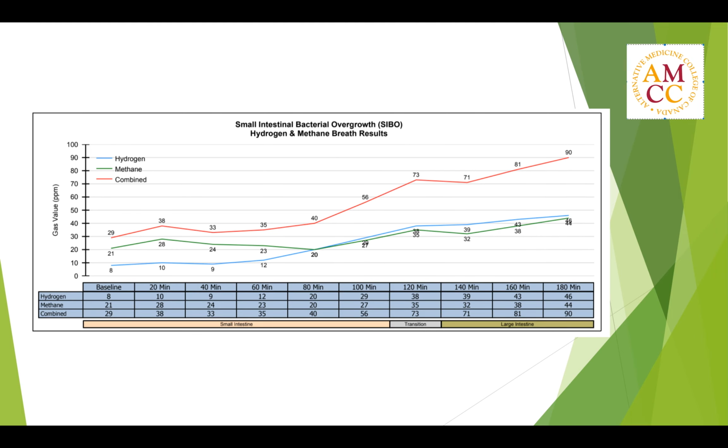This is another interesting test result. So again, you see the combined values rising really high. We're pretty much around 90 here. Both hydrogen and methane seem to be rising. So this is a positive test. And we just see a progressive rise all along, but the top numbers rise enough to alarm us. And both gases are rising higher than they should. So this is a case of combined hydrogen and methane producing bacteria in this person.